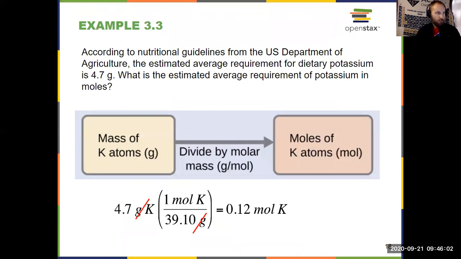How do we do these things? A bunch of example problems. Okay. According to the nutritional guidelines from the U.S. Department of Agriculture, the estimated average requirement for dietary potassium is 4.7 grams, right?